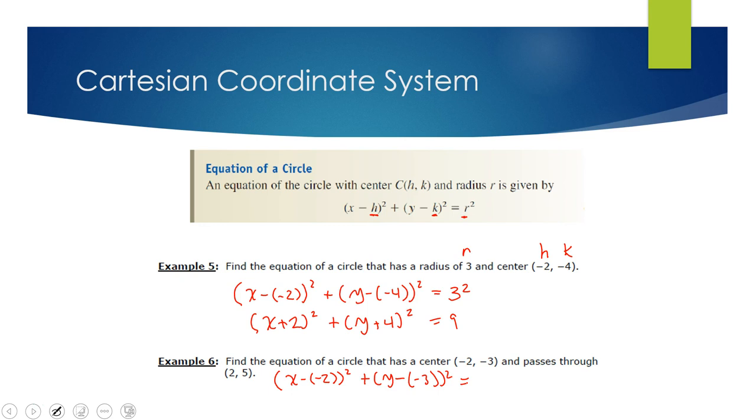So basically what they're saying here is, and I'm not going to draw it super well, we have -2, -3 as the center of the circle. So this is -2, -3. At 2, 5, the circle is passing through there. Which means if I find the distance between these two points, that is the radius. So I'm going to say the radius of this circle is going to be the square root of -2. I don't know why I put a comma there. Yikes.